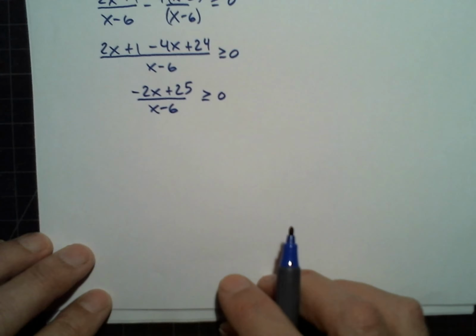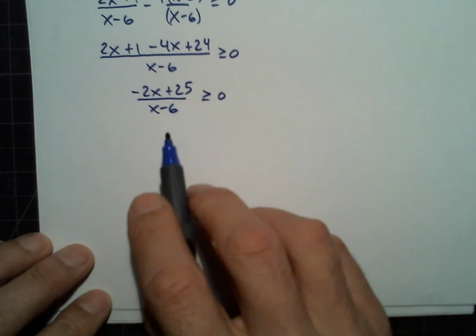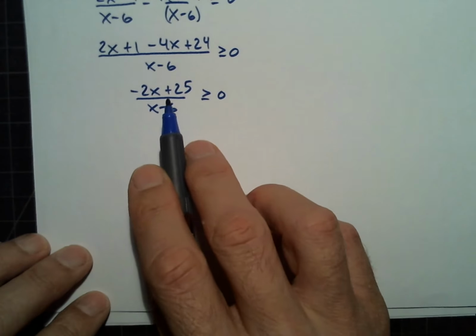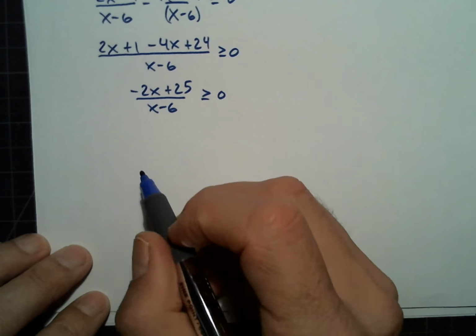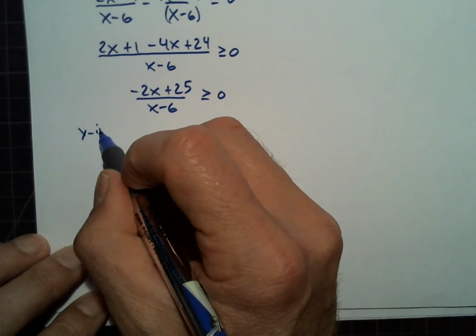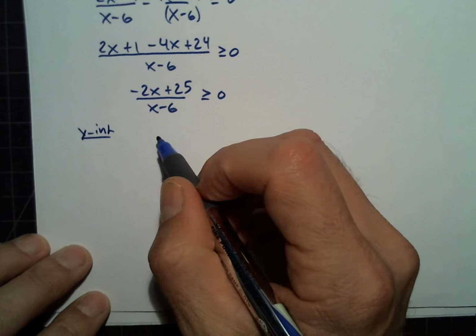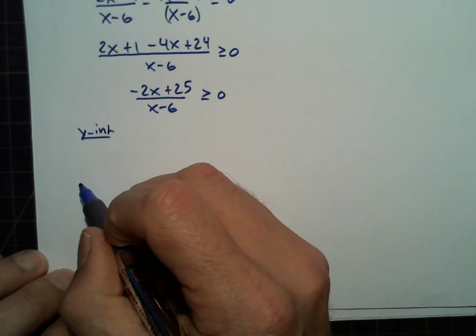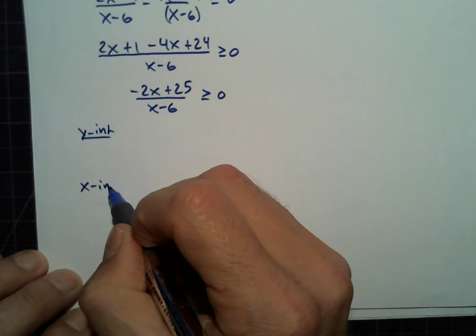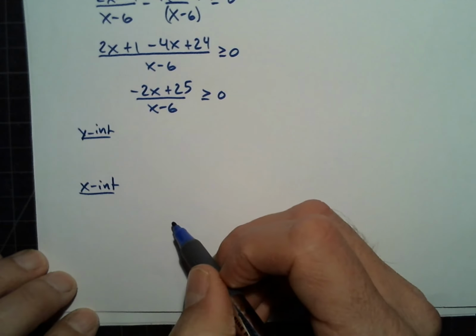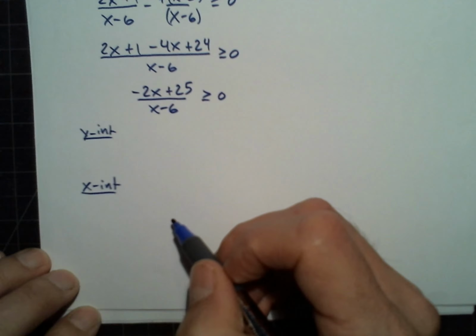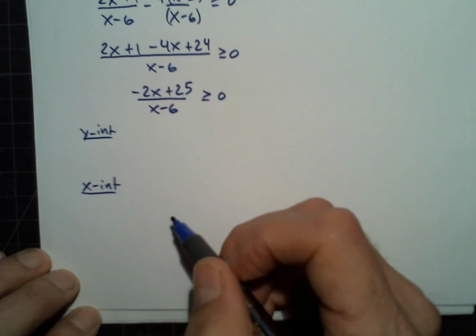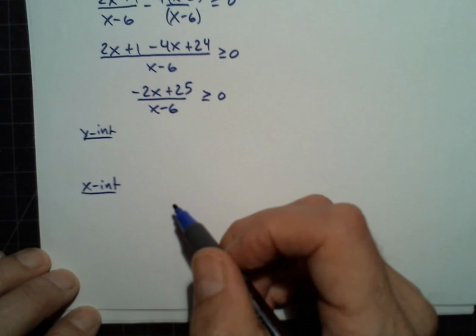Alright, so let's look at some of the characteristics of the left side. If we were graphing this, we could look for the y-intercept and the x-intercept. So this is review of 2.5 day 1, which was graphing rational functions.